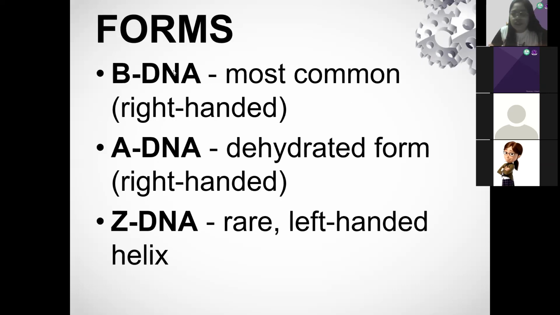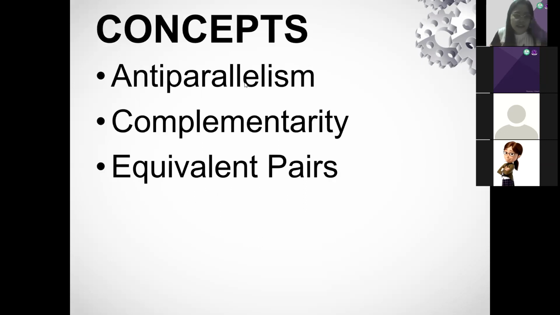Okay? And then meron tayong different forms of our DNA. The B-DNA, which is the most common, and that is a right-handed DNA. And then another right-handed is the A-DNA, but it is dehydrated. So kulang ng hydrogen. And the last one, which is rare, the Z-DNA, is the only left-handed helix na DNA. Yung kanyang direction sa kanyang pag-turn is left-handed. It's the Z-DNA. Again, the most common is the right-handed DNA.